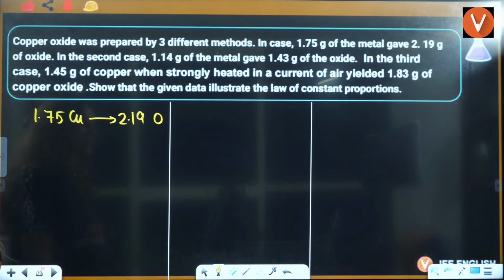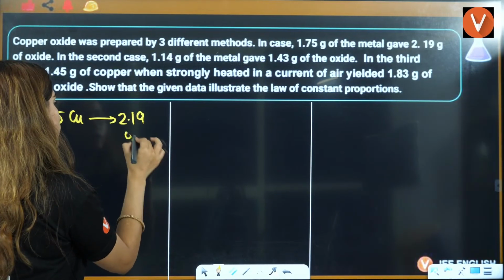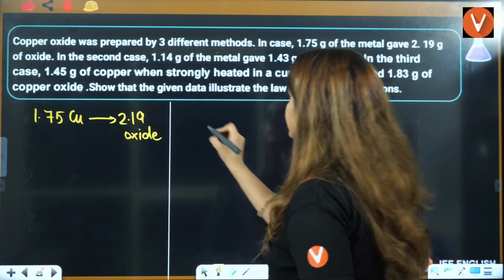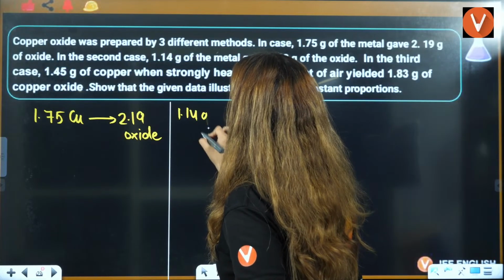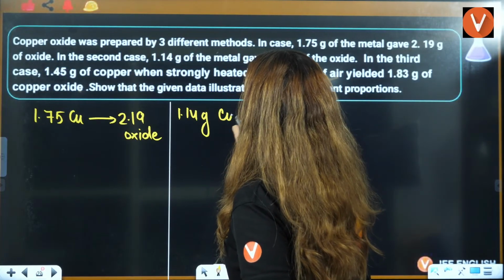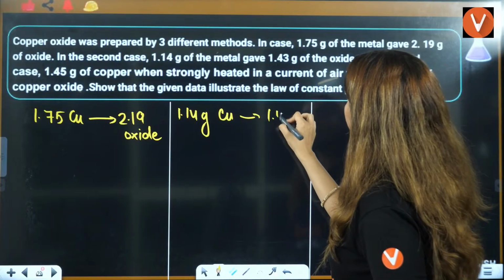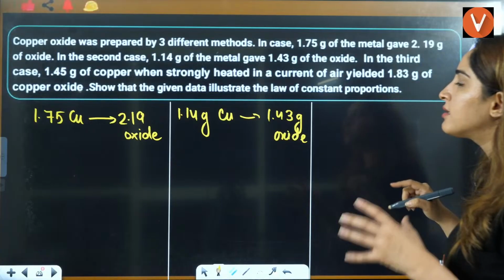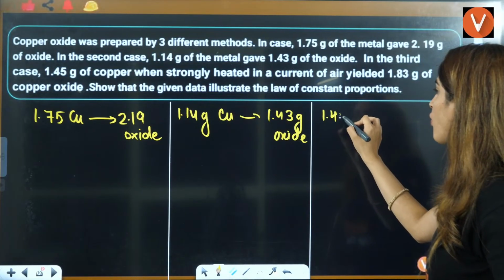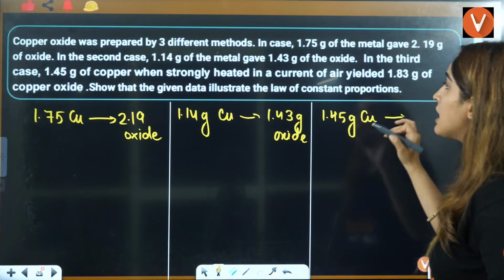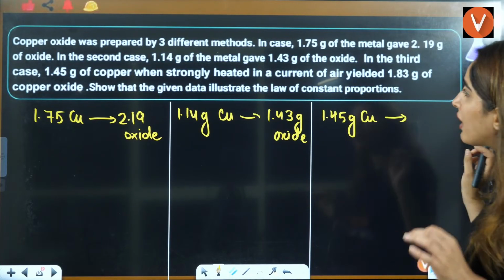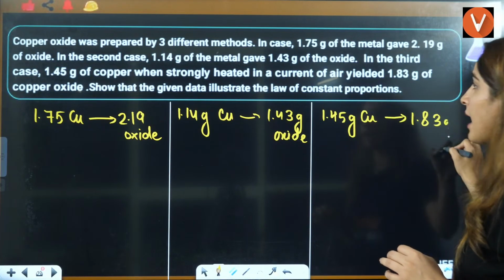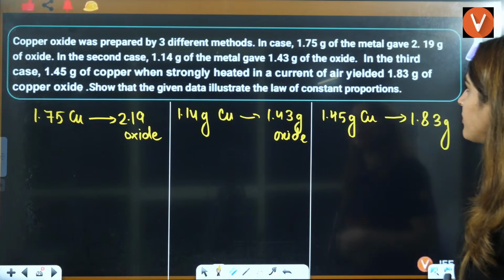Oxide, I am writing it here. How to write oxide? I'll write it like this. Then in the second case, 1.14 gram of copper gave 1.43 gram of oxide. The third case, 1.45 gram of copper, when strongly heated in a current of air, yielded 1.83 gram of oxide. Wait a minute, oxide.